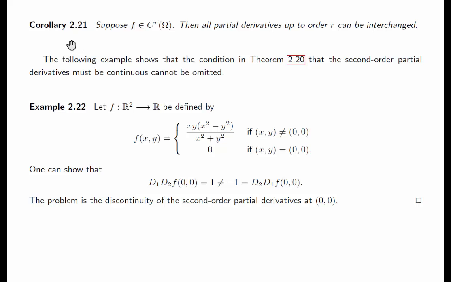Now here is a simple consequence of the above theorem. If we know that f is of class Ck, then all the partial derivatives up to order k can be interchanged. Now this simply means the order of the differentiation is not important. Now finally, if we omit the continuity assumption for the second order partial derivatives, then there exist counterexamples to the above theorem. And example 2.22 is such an example. Here you can see that D1 D2 f at 0 is not the same as D2 D1 f at 0. And of course the problem is the discontinuity of the second order partial derivatives at 0. Okay?